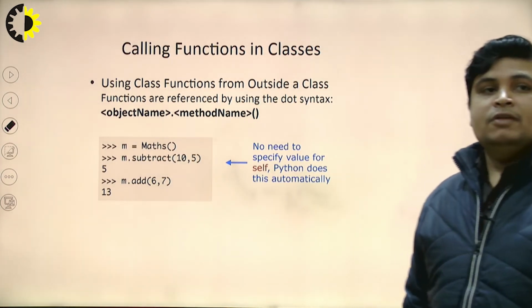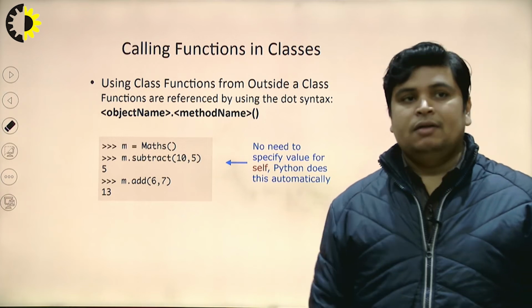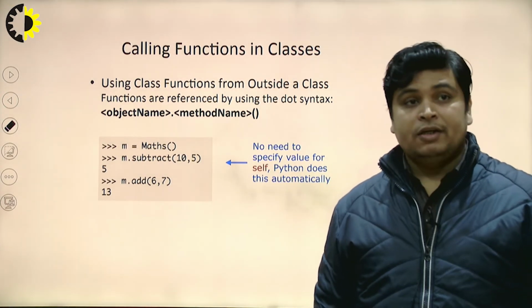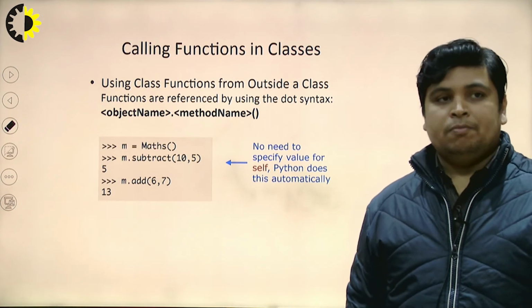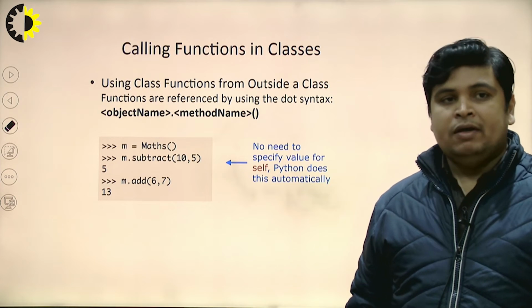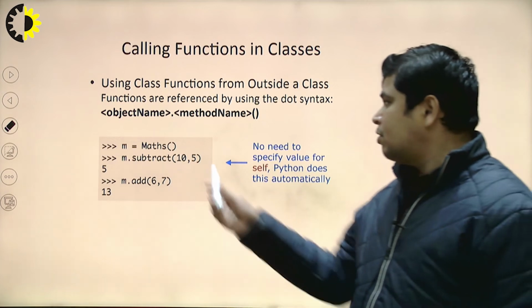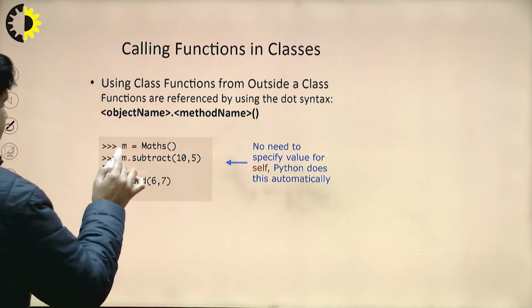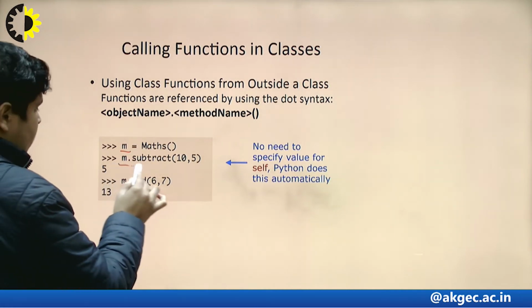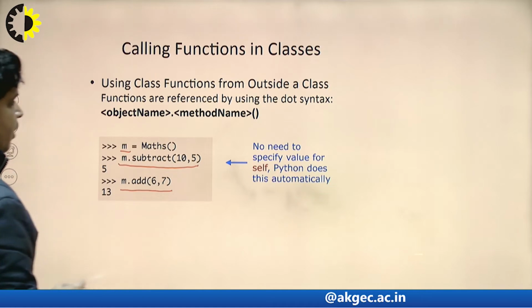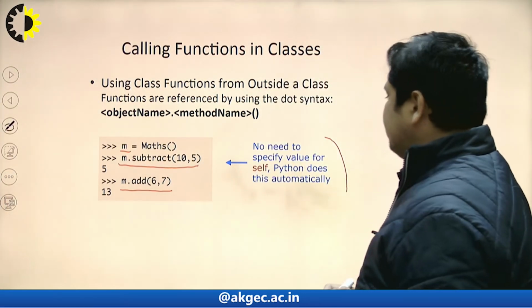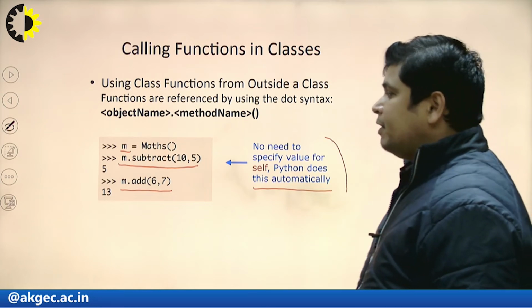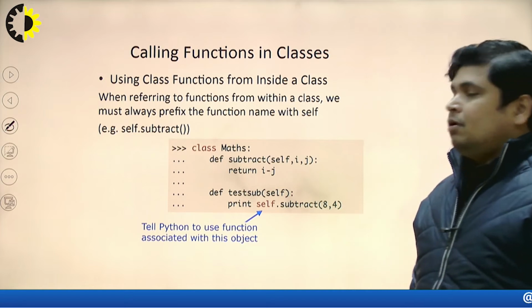Now calling functions in a class. I have already discussed it, but you will see here, using class functions from outside a class, functions are referenced by using the dot operator. It means we can call the behavior of a particular class using the dot operator. This is the dot operator. Now m is treated as an object of which class? Math class. Now I am going to call m dot subtract and m dot add. This is the notation. No need to specify the value of self. Python does this automatically. What is the need of self? To contain the address of a particular object.